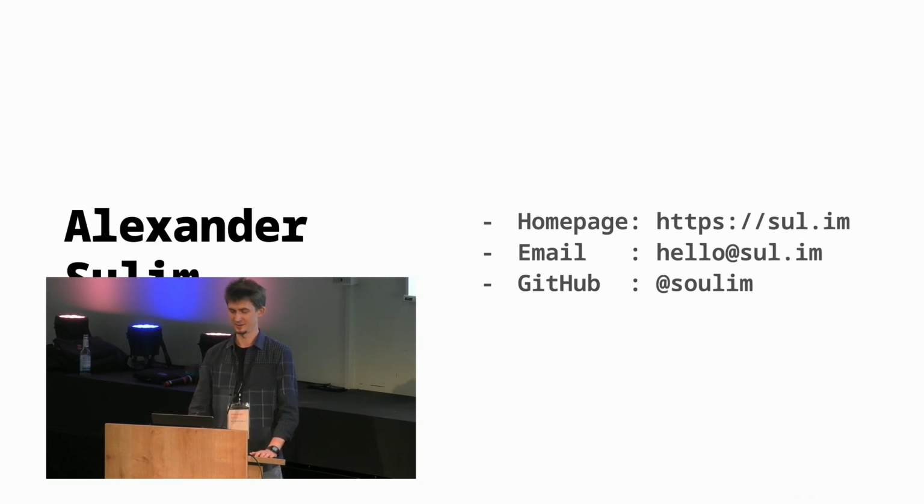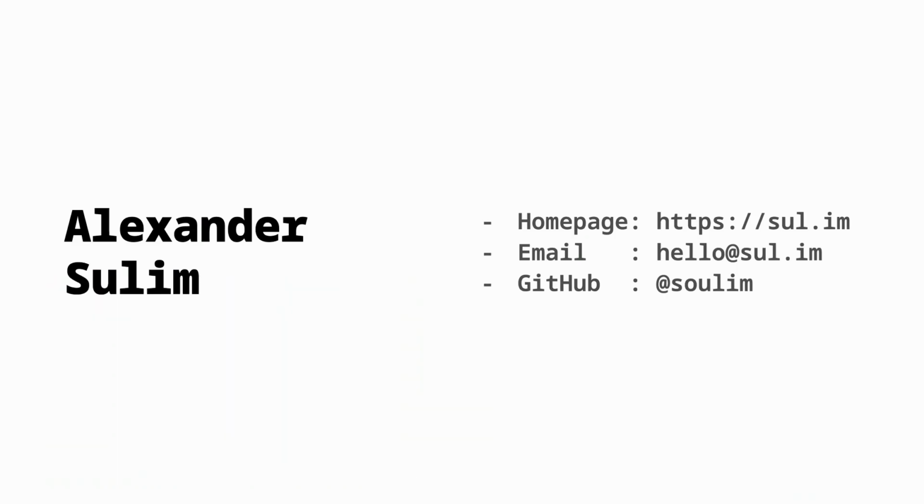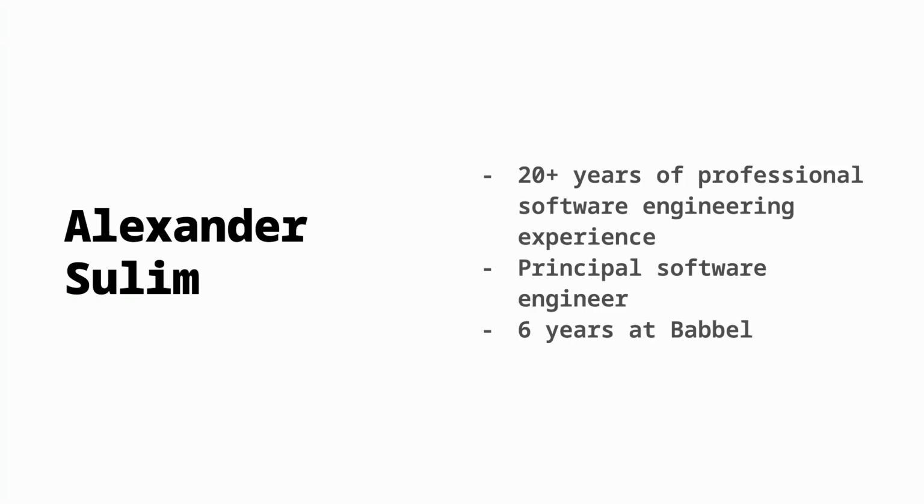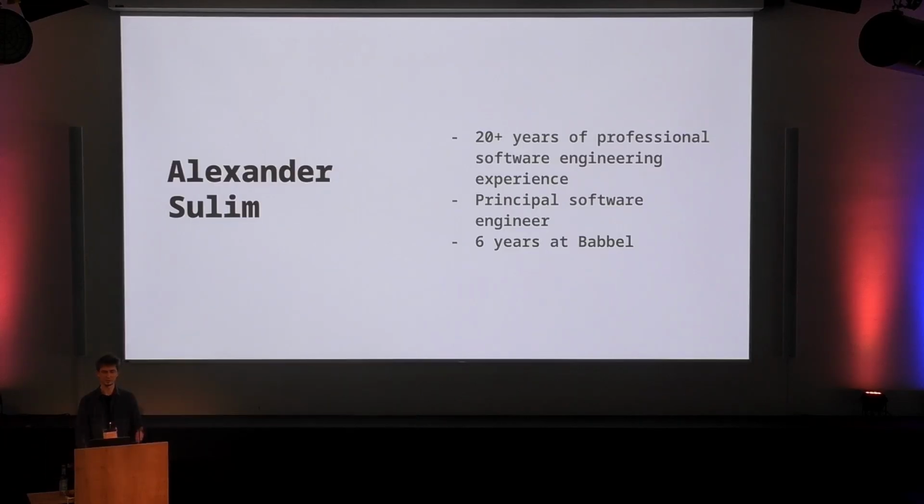My name is Alex. I'm not really active on social media. You could always send me an email, so I'm an old school guy, but I have a profile on GitHub and my personal homepage. I have 20 plus years of professional programming experience, which means that I was paid for the software that I was creating. Currently, I work at Babbel for the last 6 years, and my current position is principal software engineer, which should mean that I know something about making software.